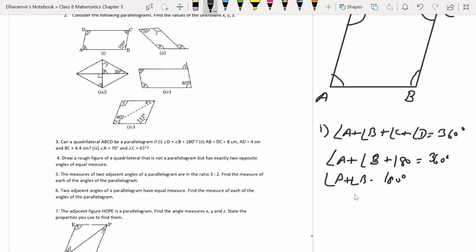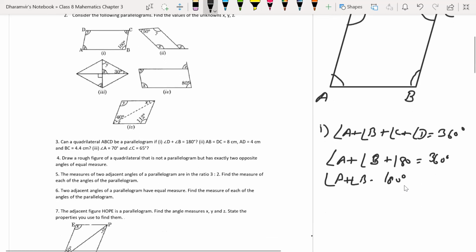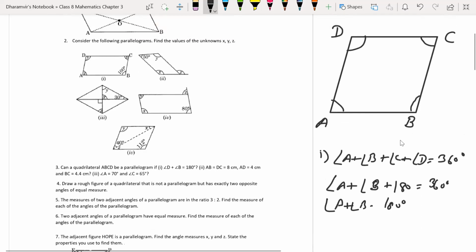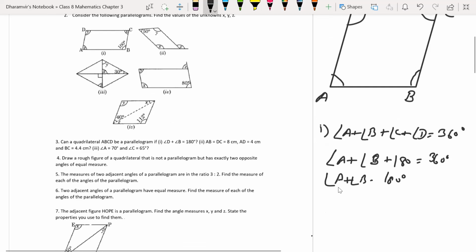So we can state that angle D plus angle B is 180 degrees, hence it's a parallelogram, because in a parallelogram opposite angles are equal. So this B or D are equal. So we can state that the sum of angle B and angle D is equal to 180 degrees according to the rules of a parallelogram.